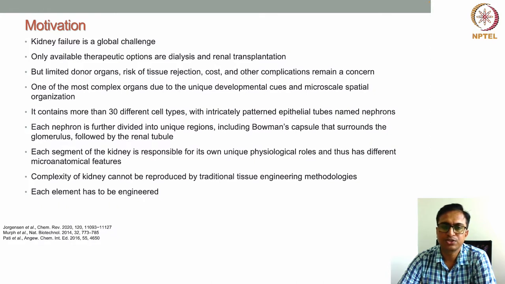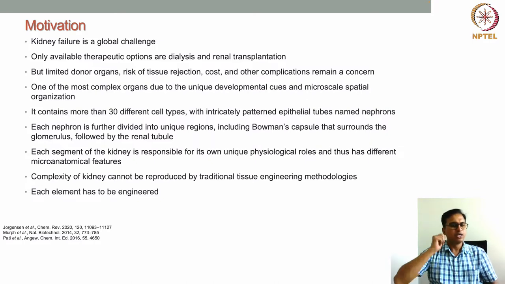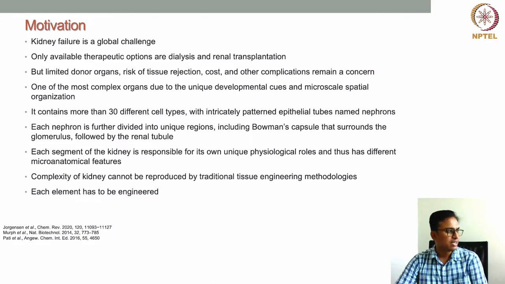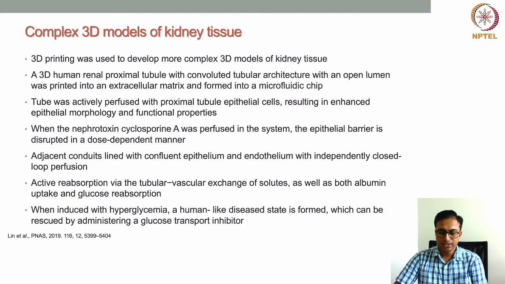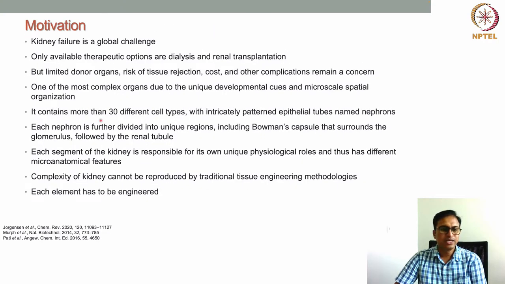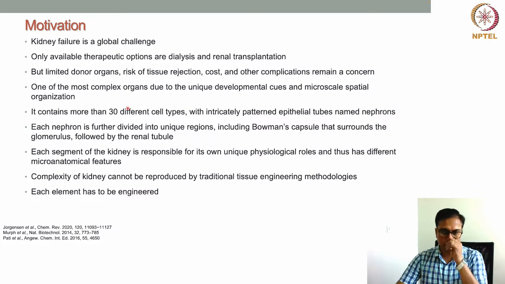But if we try to bioprint a kidney, we need to understand the structural and functional requirements. Kidney is one of the most complex organs in our body. It has different types of structures, from nano to macro, present at different levels, and the function of the kidney depends on all these different structures. They also have unique developmental cues, and microscale spatial resolution. Another important thing to consider is that the kidney contains more than 30 different cell types, and their functions are very different. So creating a structure with this many types of cells is a humongous challenge.